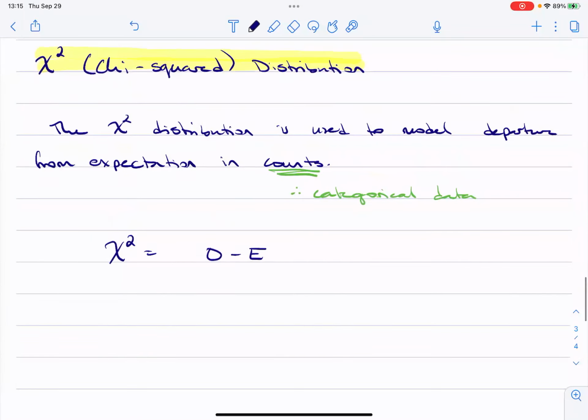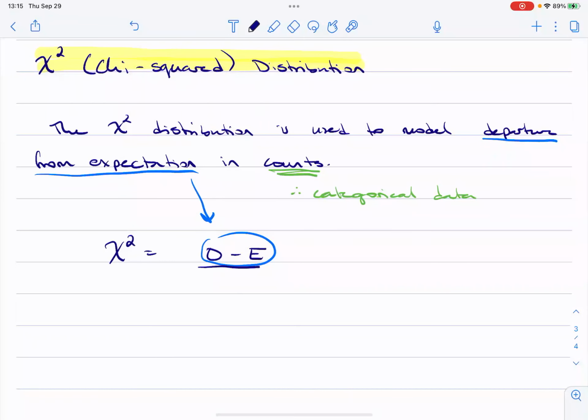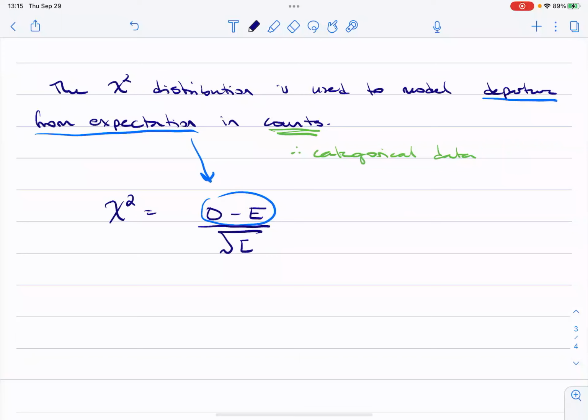So here, right, this departure from expectation is what we're seeing. The observed minus the expected. There's a little bit more to the formula. We divide by the square root of the expected value, and then we square them, and then we add them all up. That's the chi-squared, right? Because each cell is going to have some observed count and expected count, and then I can do that for each of the cells.